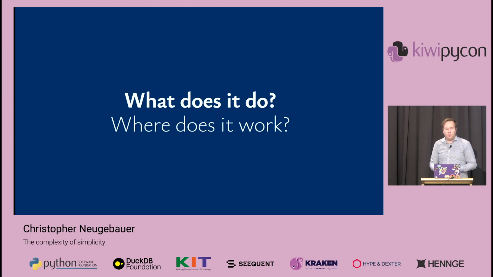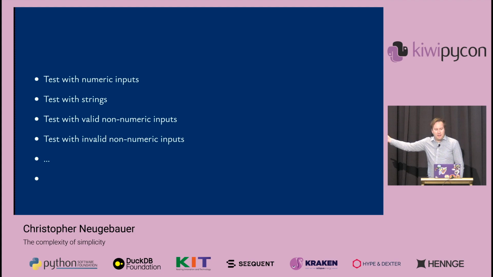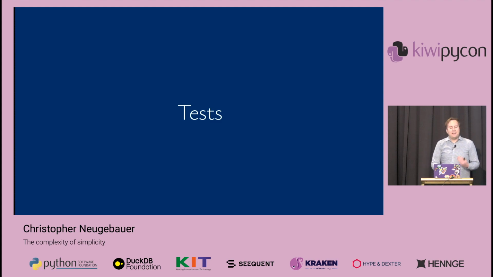And most of us, when we're thinking about how we harden our Python code, we normally think about this question here, what does it do? And you can solve this with tests. You test with numeric inputs, you test with strings, test with valid non-numeric inputs, combinations of all of the above. In short, we write tests. Automated tests help us manage the complexity of verifying behavior by allowing us to automatically run code that checks the code that we're verifying and make sure that works.